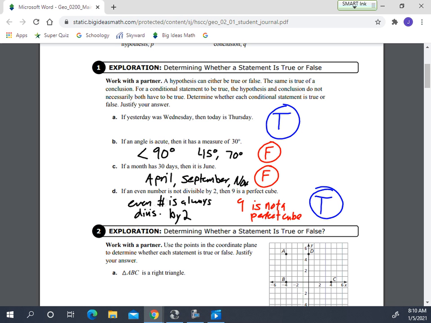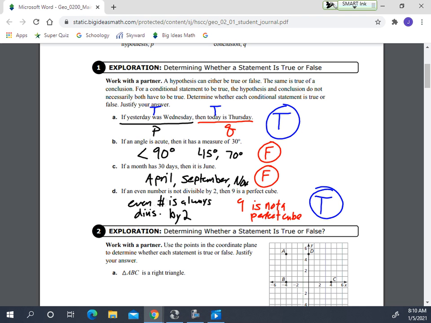Let's go through P and Q quick. If yesterday was Wednesday, that's P. Then today is Thursday, that's Q. And we had true and true. And it ended up being true.